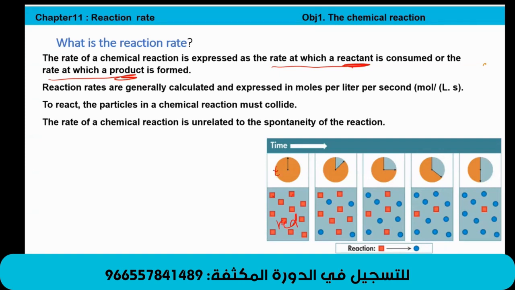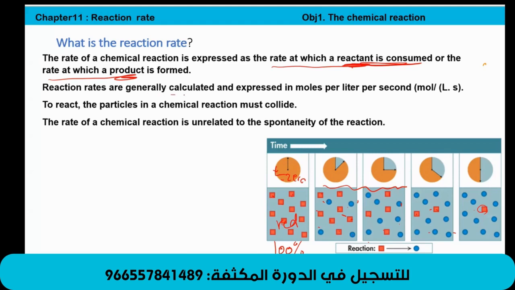At time zero, I have 100% of reactants, right? As the time goes, my reactants are consumed or disappear. See, the red things are disappearing, while the blue stuff, what are those blue stuff? Those are my products. So the rate is how fast or slow this reaction goes, when the reactant is consumed, or you can also say when the product is formed.